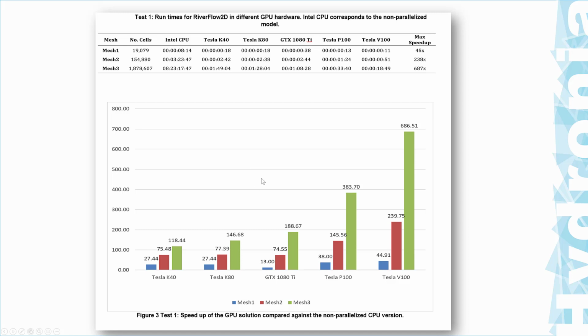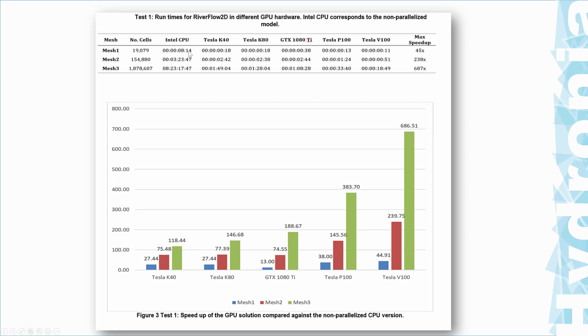So that you understand how fast the model can run with a GPU card, this table represents a test that we ran some time ago to compare run times between different GPU cards, and in the test we used different meshes. So we have the same case running with a mesh of almost 20,000 cells, another mesh of 154,880 cells, and the large mesh that has 1.8 million cells.